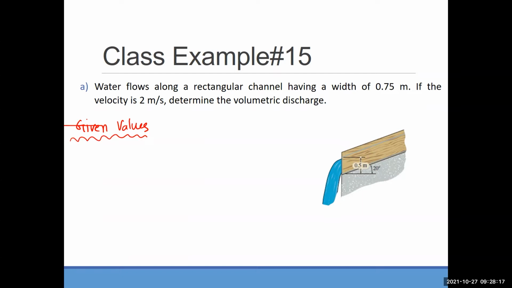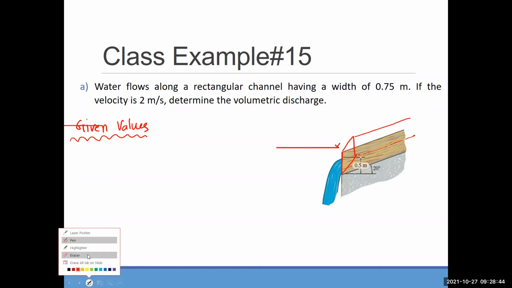So they are saying there is a rectangular channel. That means if I want to draw a 3D of this channel, that is the channel, right? A rectangular one. And the width of this one is 0.75 meter and the height is 0.5 meter, right?